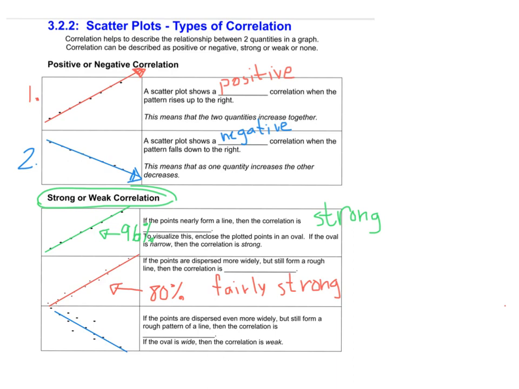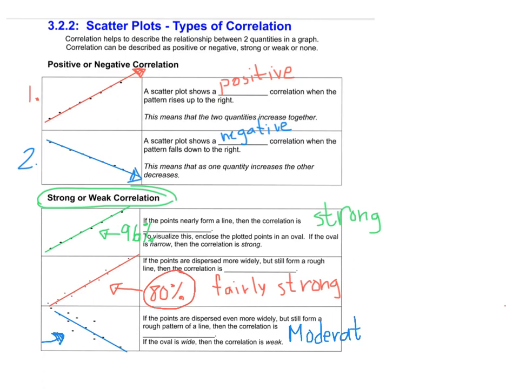They're still going down and to the right. We know that it's going this way, but it's definitely not 100% aligned, okay? These points are not even 80% aligned, because if we suggested that this is 80, then what's this one? How close to a line are those points? It says if the points are dispersed even more widely but still form the rough pattern of a line, then the correlation is moderate. So I would say that this one is moderate.